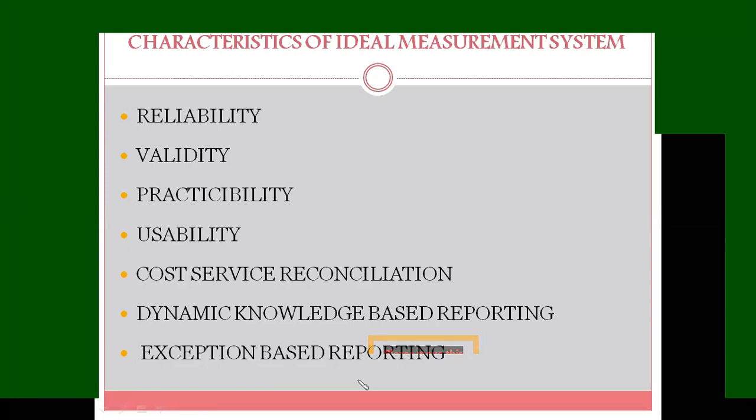That is exception based. If things are going in a proper way, there won't be any exceptions. But today we are planning something, and if we are not able to move accordingly, there is some kind of problem in that. That is an exception. The exception also should be reported properly to the management, so that necessary actions can be taken in order to avoid such deviations. These are the different characteristics of an ideal measurement system.